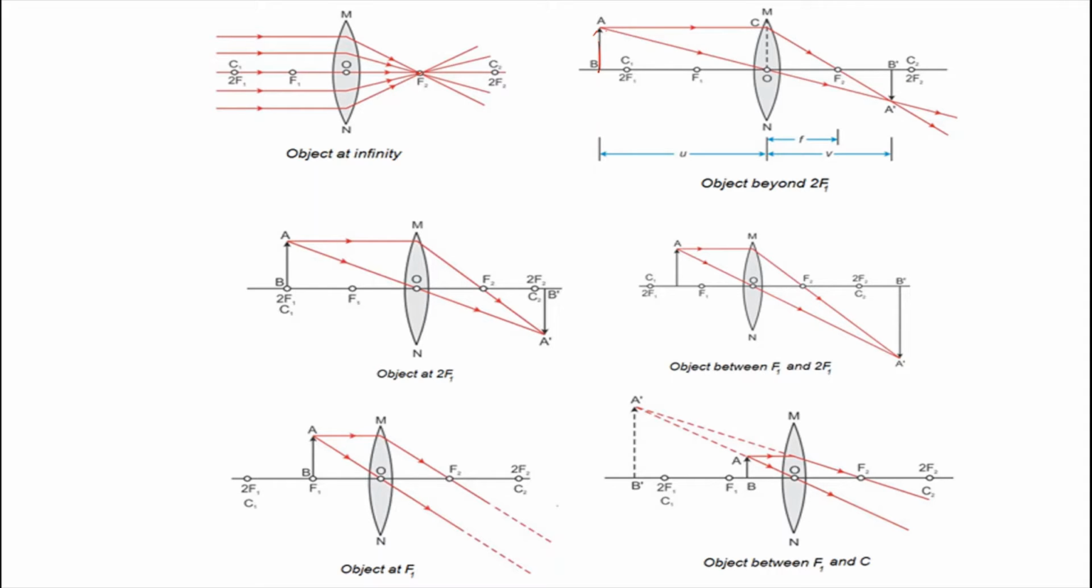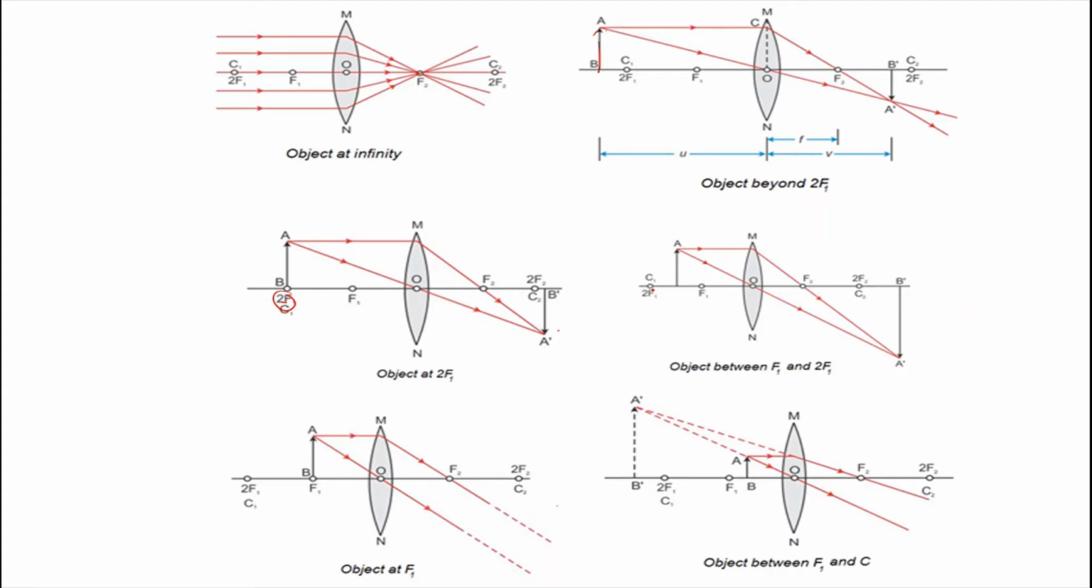Now when you keep the object at 2f, the image is formed at 2f, and the size of the object is the same as the size of the image. So the image size is the same as that of the object size.